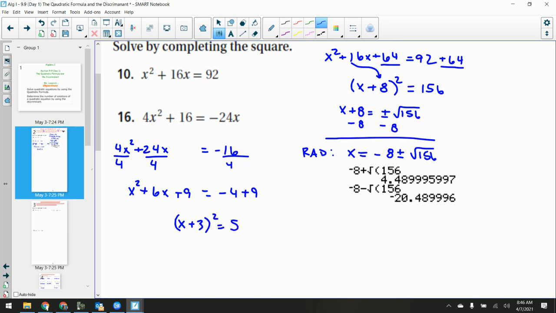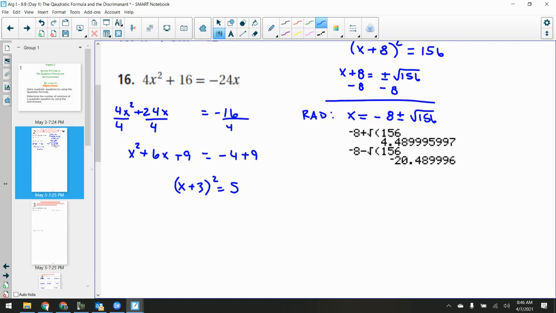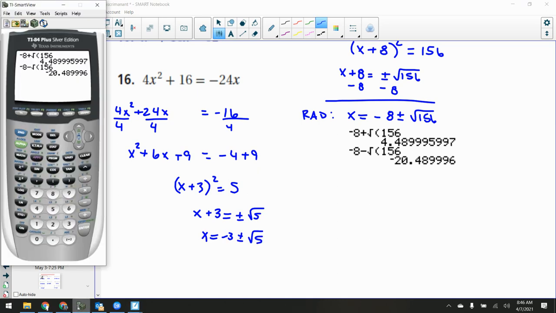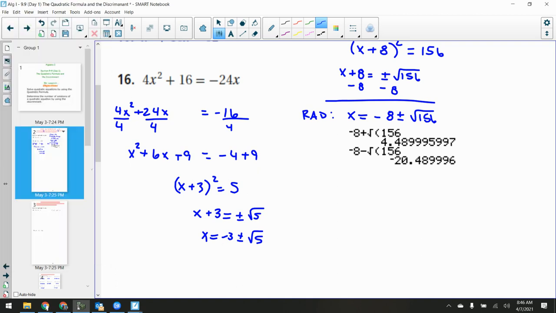And I think we did this problem yesterday. Was this an exact one? Yeah. Oh my gosh, look at that. X plus 3 is equal to plus or minus radical 5. Then we subtract the 3, negative 3, plus or minus radical 5. And then we take negative 3 plus radical 5, and then negative 3 minus radical 5. Those are my two decimal answers.